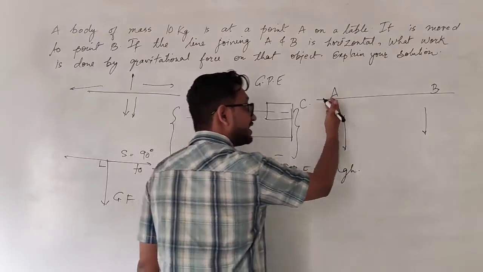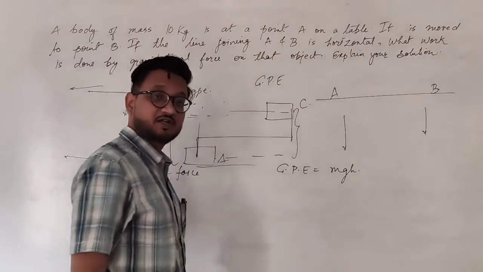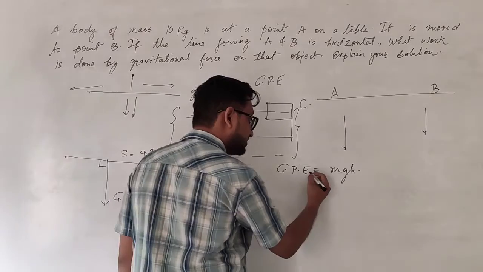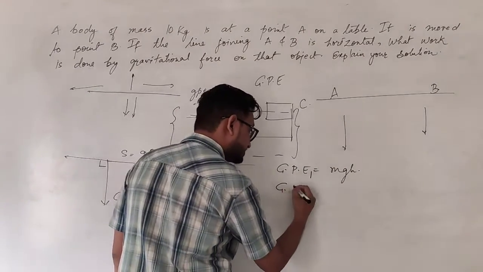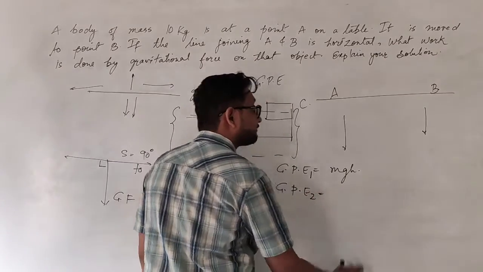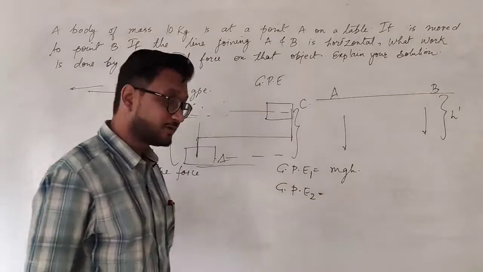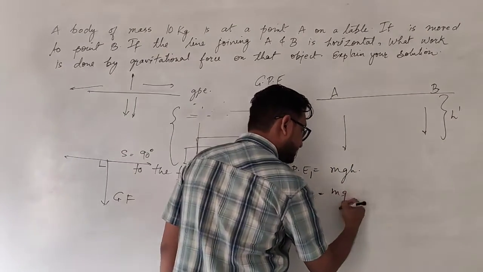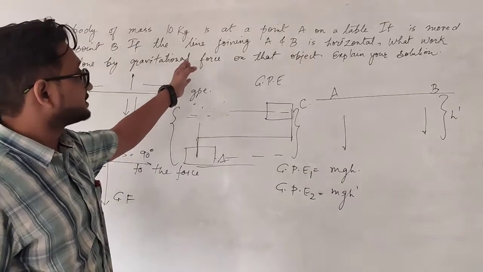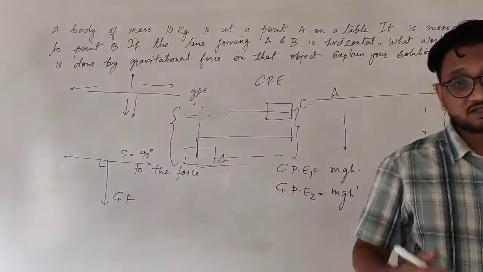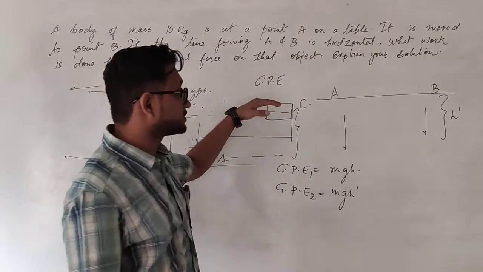So from point A and point B, let's say that it is having a certain gravitational potential energy. I am giving it GPE1, and the other gravitational potential energy GPE2 for a point B, which is having a height h dash. Okay? So I am writing mgh dash. But it is already given in the question that the line joining A and B is a horizontal line. Okay? It is not at an angle, it is a straight horizontal line.